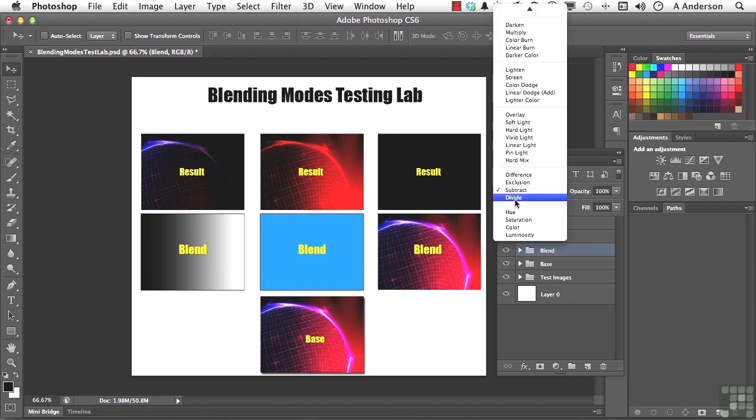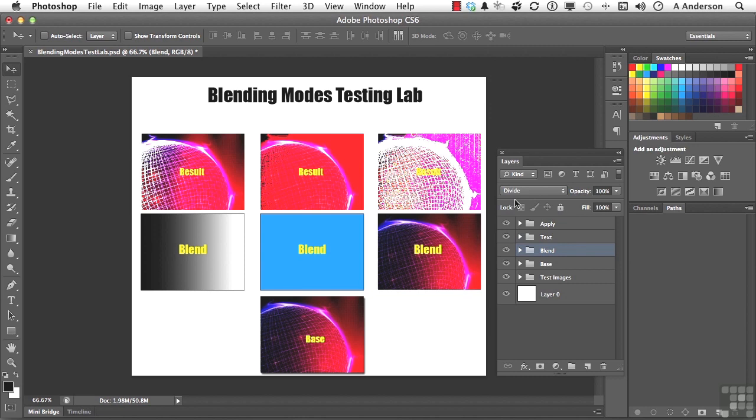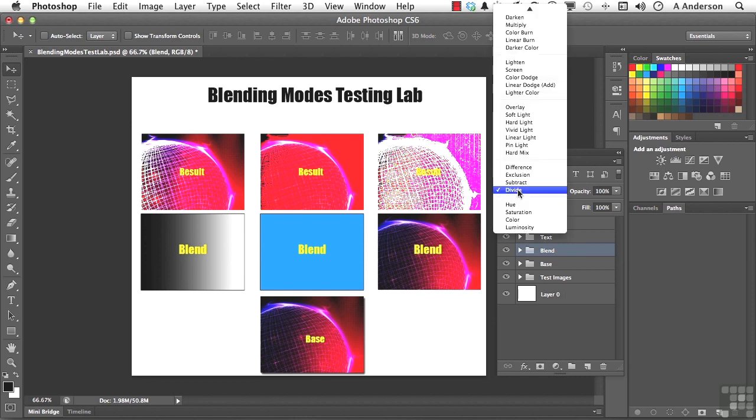Now divide looks at the color information in each one of our layers and divides the blend color from the base color. So when you think about this, when you really start getting into blending modes, it's a lot about color theory, but it's also about math. Let's click divide and see what happens. Kind of an interesting, very polarizing result on those. That's divide. Now the next set, kind of interesting too, are called tonals.